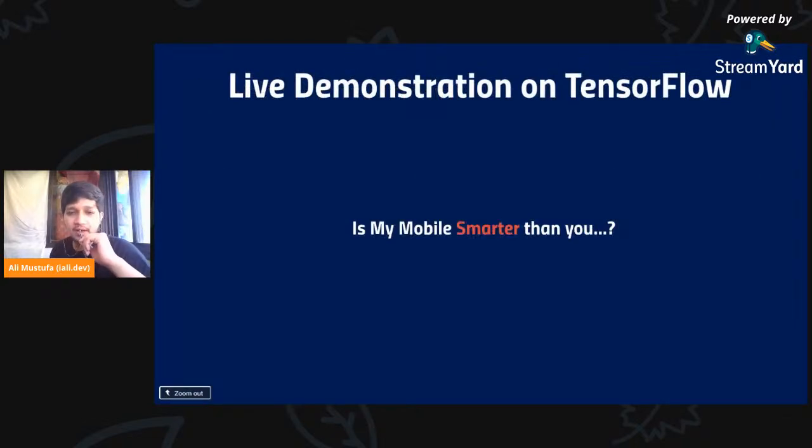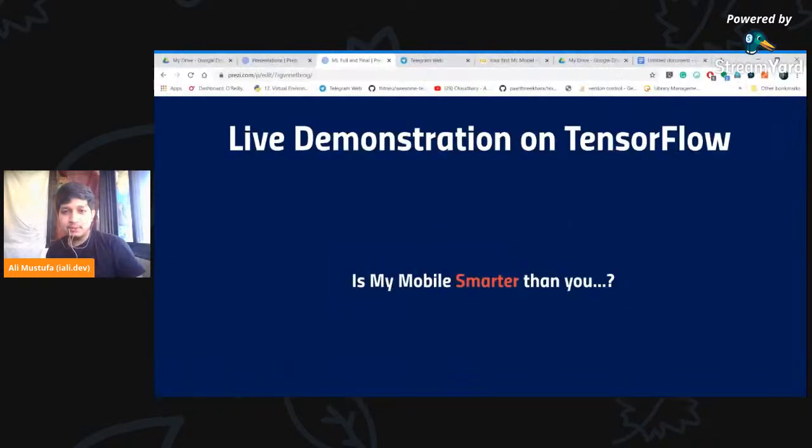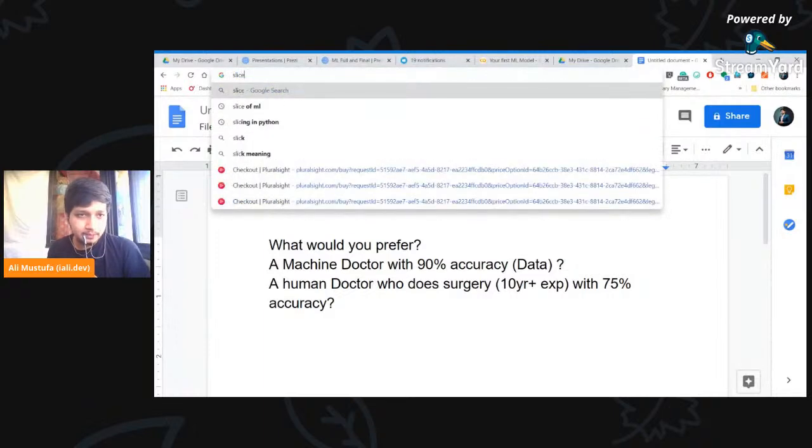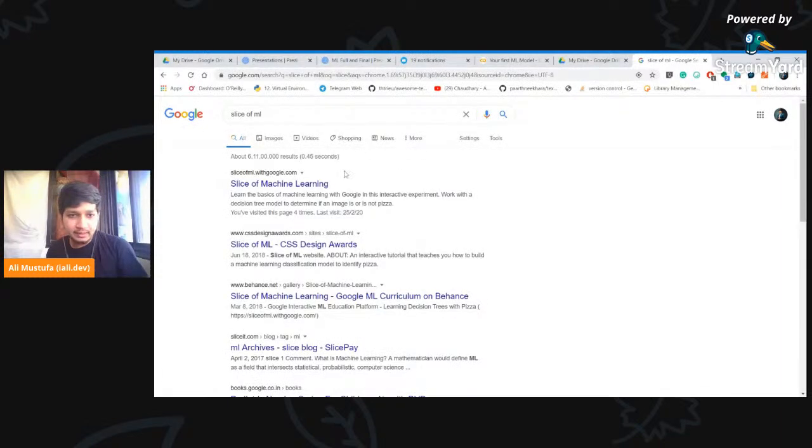I already showed you the demonstration, but if you want some more demonstrations, I'm going to post some links here. There is something called Slice of ML, which is an amazing thing which I really like.